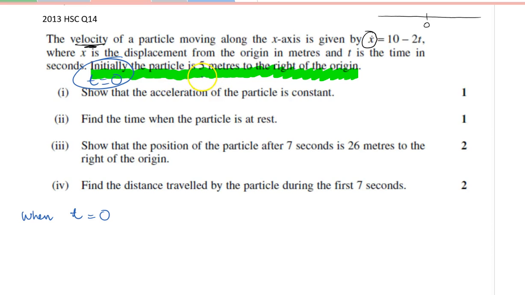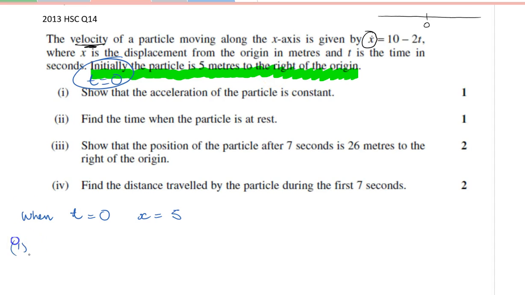What's our official name for where a particle is? Hopefully you know the answer is displacement, x. So when t is 0, x is 5 meters to the right, which is a plus 5. If it had said 5 meters to the left, we would need to give it a displacement value of -5.